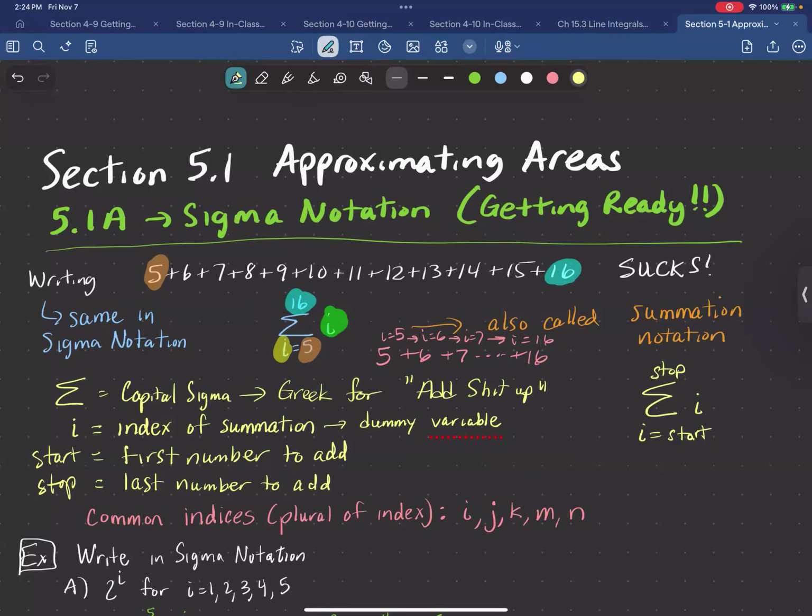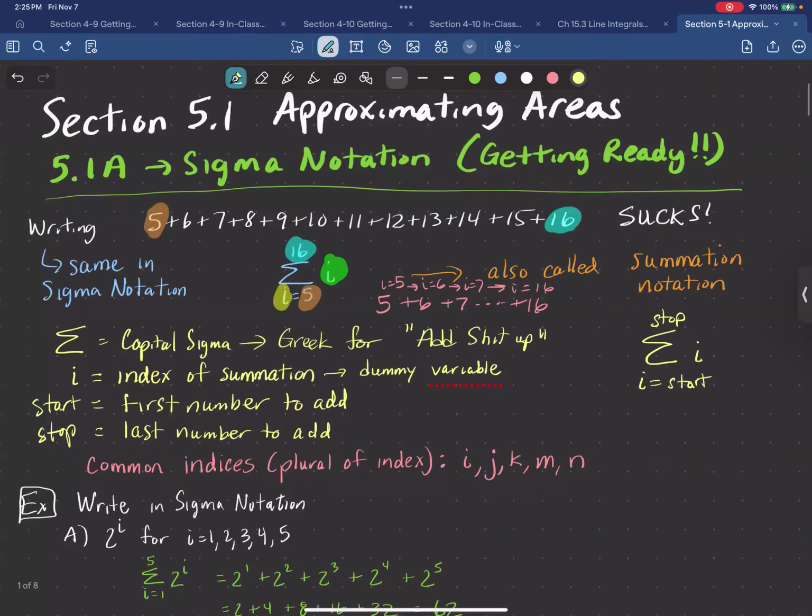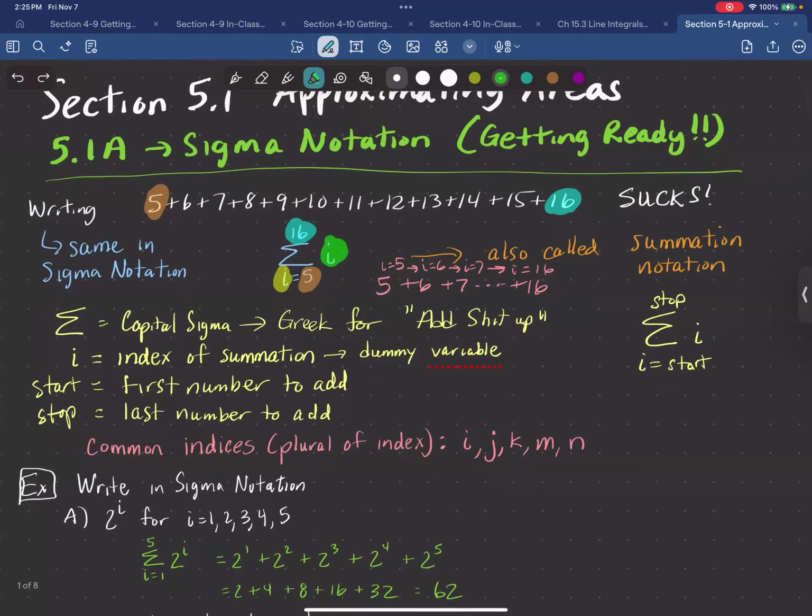We're going to write 2 to the I power, and we're going to add up I equals 1, 2, 3, 4, and 5. Let's just write out the sigma notation for that. So we're adding up 2 to the I, which means that's what we're going to put in our summation. And since we're going from I equals 1 to 5, this is how we would write it. That is how we write it. When it's something short like this, you're better off just doing it, though. We can add up the 5 values and we get 62. Okay?